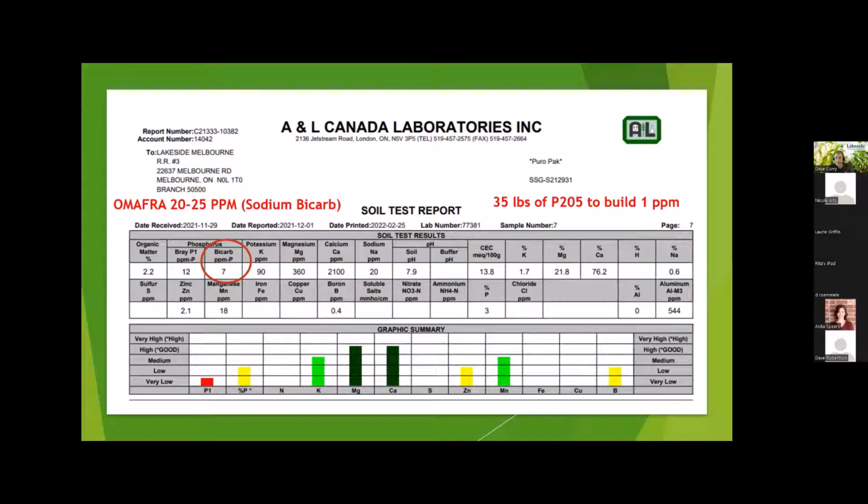So, onto our phosphorus soil test. When we look at our soil test for phosphorus, we generally look at the sodium bicarb number. It's also known as the Olsen number, and that's kind of the standard for Ontario, because it works best in the pH range of 6 to 8, which most of our soils are in. OMAFRA will set that target of 20 to 25 ppm on the sodium bicarb. And I just wanted to make note, it takes about 35 pounds of P2O5 to build 1 ppm on that bicarb number.